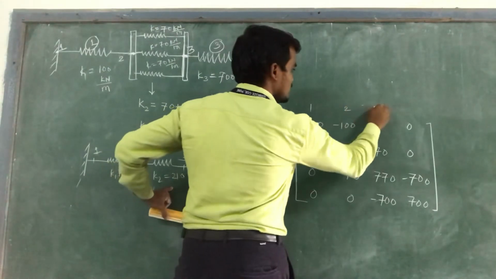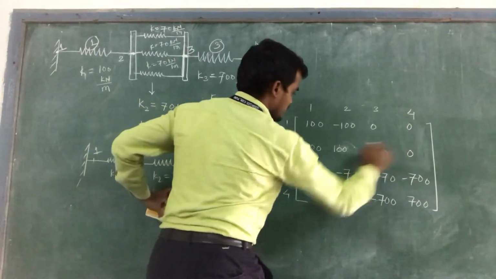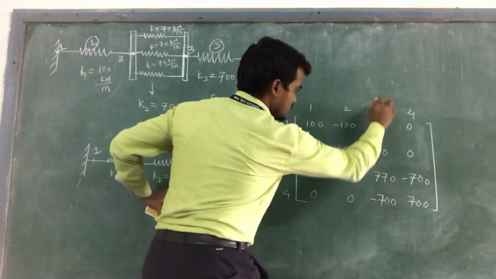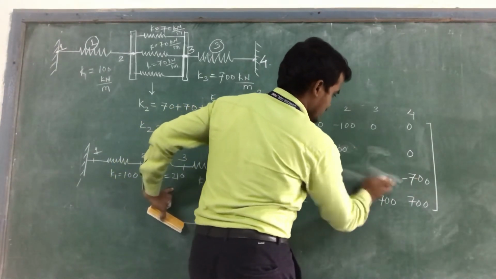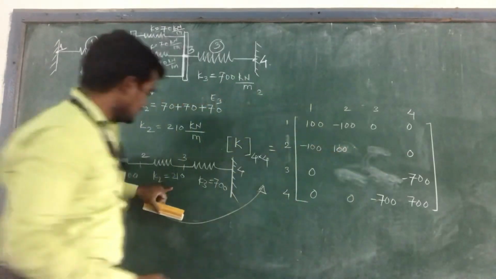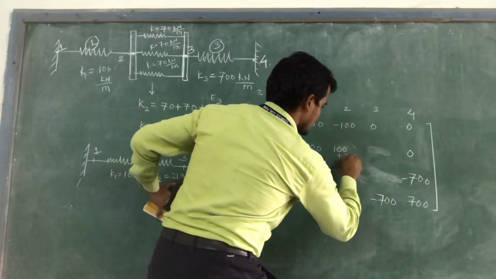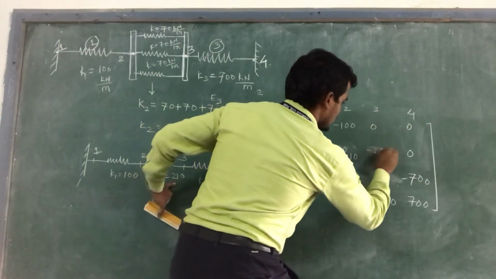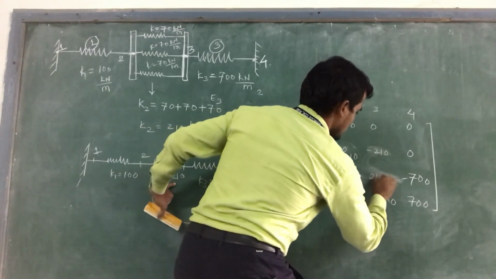Actually this is 1, 2, 3, 4. So between node 2 and 3 means this block. It will become, between 2 and 3, the spring constant is 210. So plus 210, minus 210, minus 210 and plus 210.